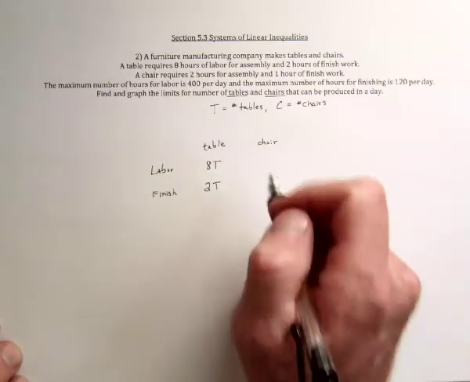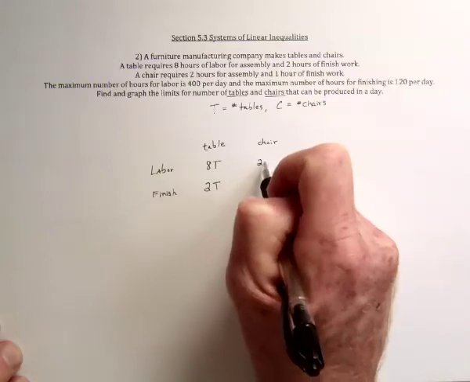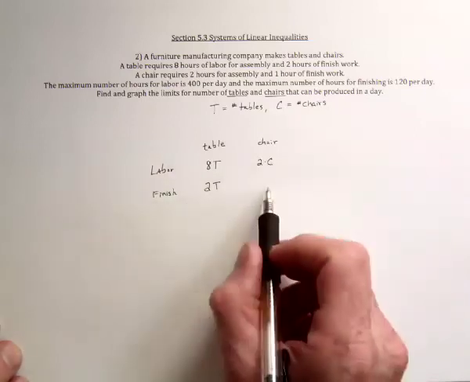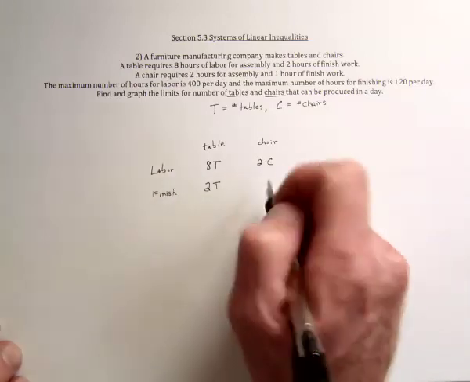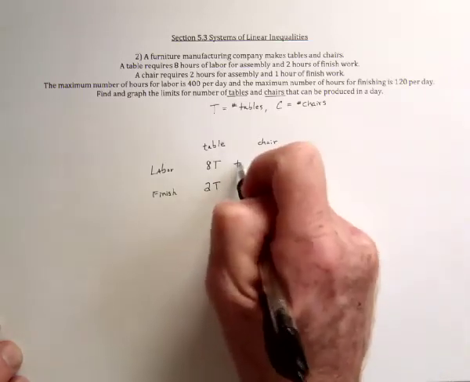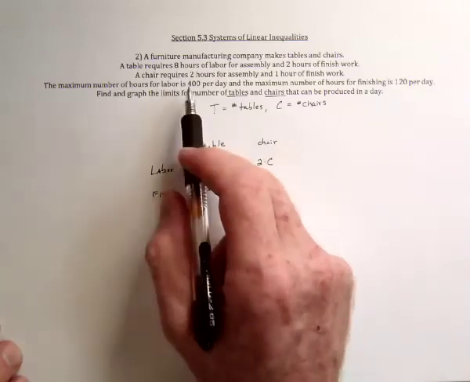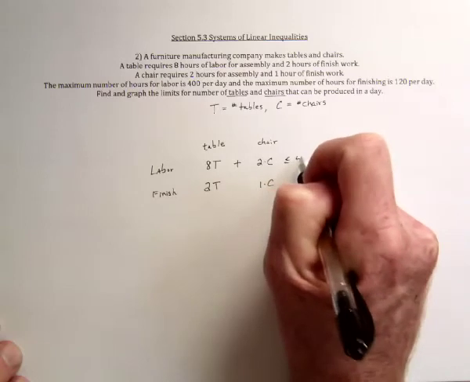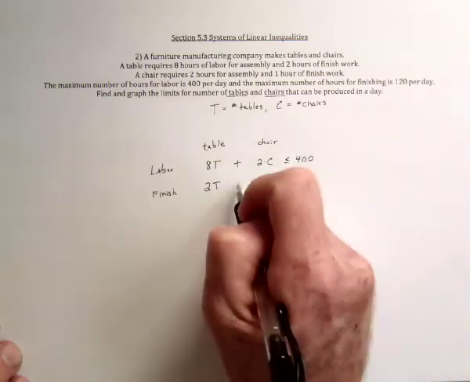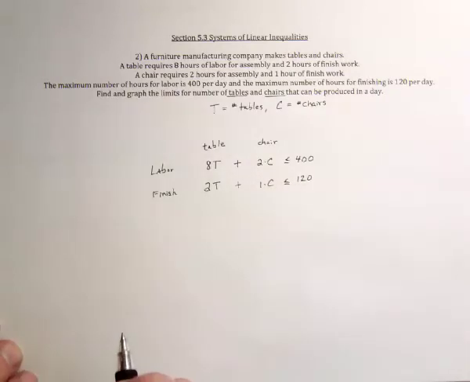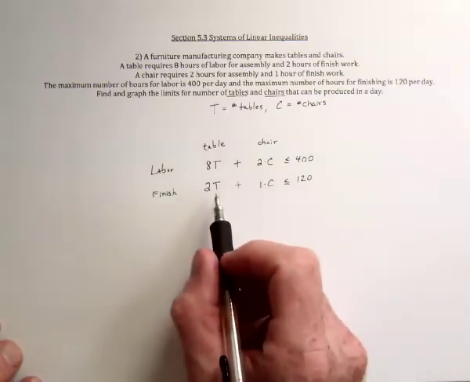And now we need to do the same thing for each chair. So there is 2 hours of labor. So in the labor column, we've got 2 hours. In the finish work, this is labor row, finish row, we've got 1 hour for each chair. And when you add all of the labor together, it's supposed to be a maximum of 400 hours a day, less than or equal to 400. And when these are added together, it needs to be less than or equal to 120.